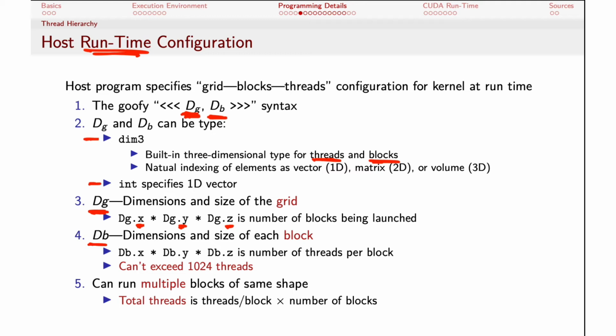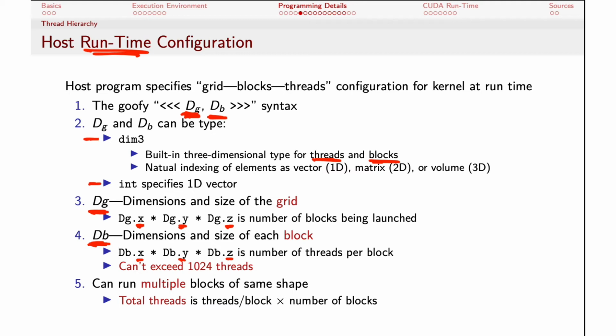In addition, we also want to talk about how many threads are going to be available per block. So the d sub b, the block dimension, is going to specify that. And it also has an x, a y, and a z. So if I'm trying to model a volume in the threads that are running inside of that thread block, I can specify the dimensions of that volume using those parameters.